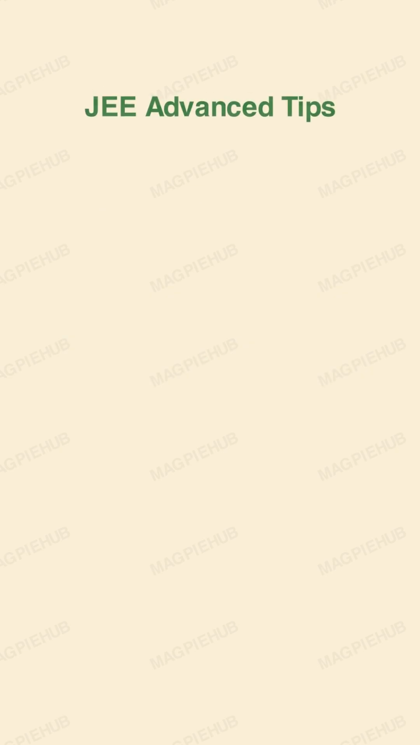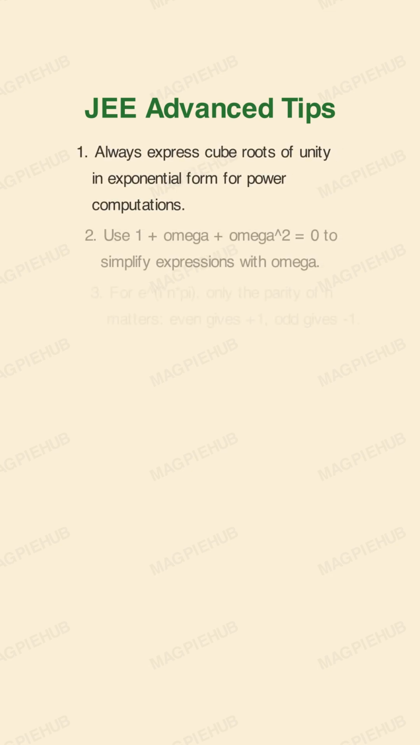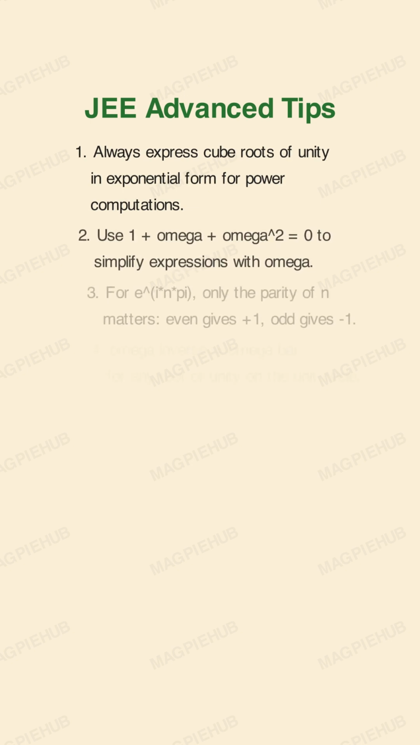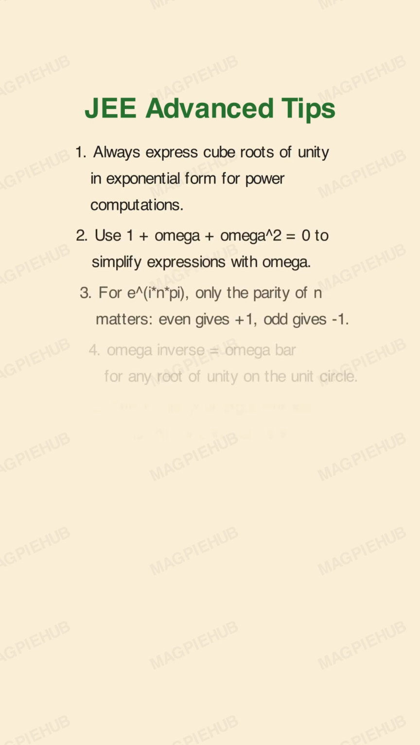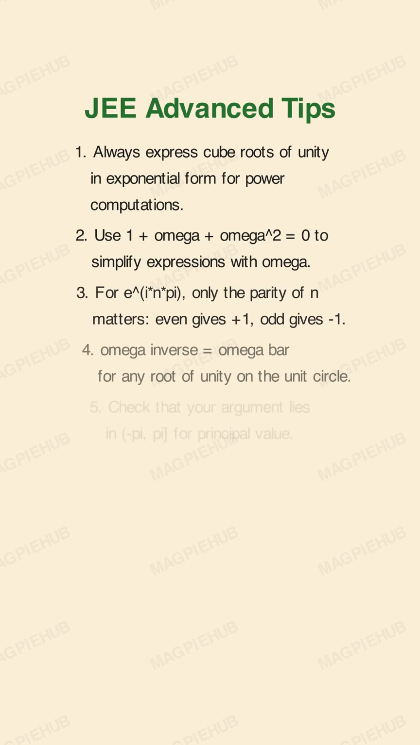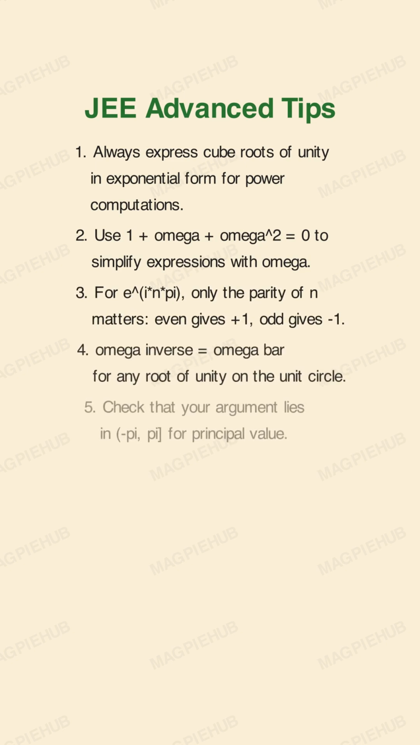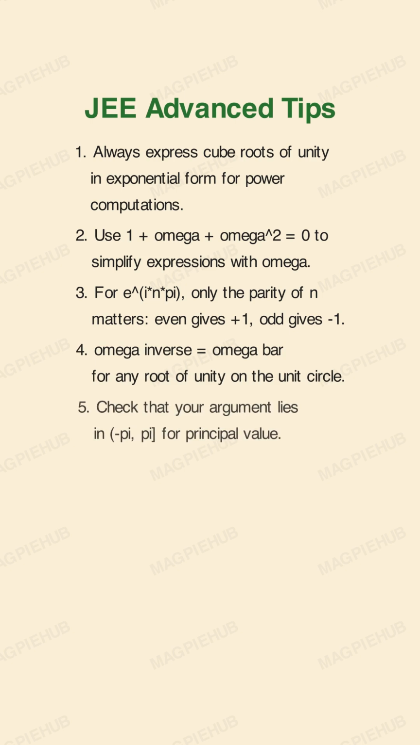Here are some exam tips. First, always express cube roots of unity in exponential form for power computations. Second, use the identity 1 plus omega plus omega squared equals 0 to simplify expressions. Third, for e to the i n pi, only the parity of n matters. Fourth, omega inverse equals omega conjugate for roots of unity on the unit circle. Finally, always verify that your argument lies in the principal value range minus pi to pi.